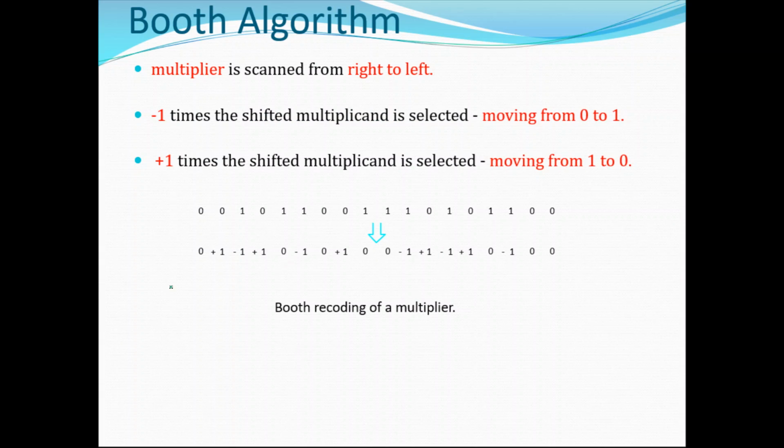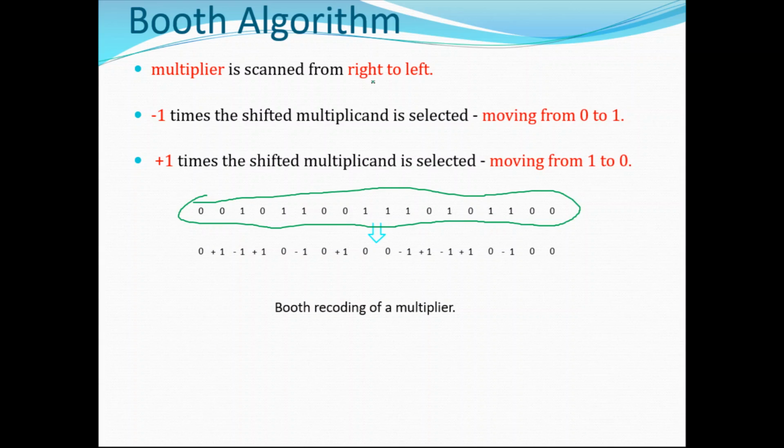So the logic is, let us assume this is the multiplier. We are modifying the multiplier only, right? Then what you should do is scan the multiplier from right to left, that is from here to here. In this direction you have to scan. Before scanning, you should do one thing: assume that there is one extra zero here. Assume one extra zero is here. And then this is the rule.